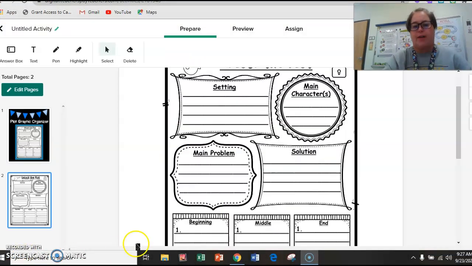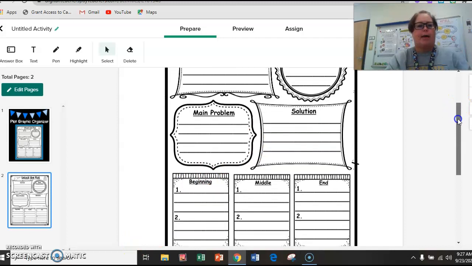Let's think about the solution. The solution was the airport workers found her bag and brought it to her. So right here we have the main problem. Her bag was missing. That's what you'll write right here. The solution, what was the solution? The airport workers found her bag and brought it to her.